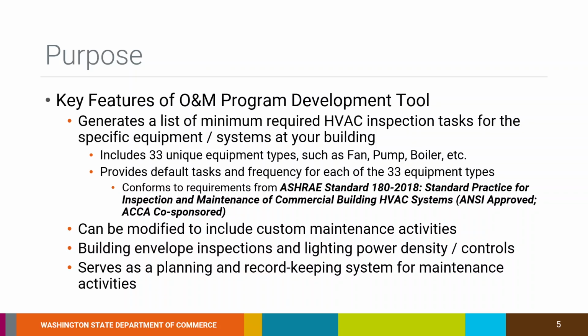In addition to these HVAC maintenance tasks, the O&M Program Development Tool also includes a list of typical inspections and checks for the building envelope and lighting. The building envelope has to do with effective air tightness and sealing for windows, doors, and other potential areas of air intrusion. The lighting has to do with the functionality of automatic lighting controls, lighting power density, and luminaire and lamp cleanliness. The O&M Program Development Tool spreadsheet is an effective tool for planning and keeping records of maintenance activities.